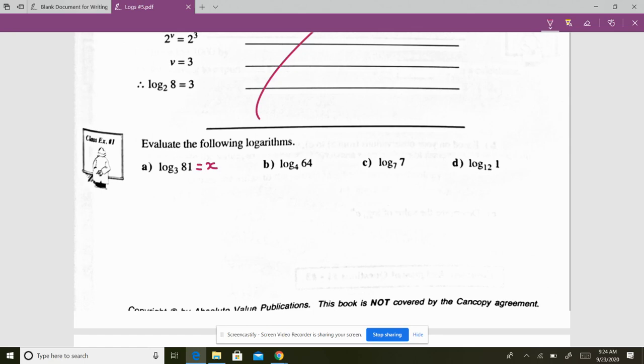Okay, so how do I change that to exponential form? What is it going to become? What's my base? 3. So the 3 moves over and kicks up the x. So 81 is equal to 3 to the power of x.